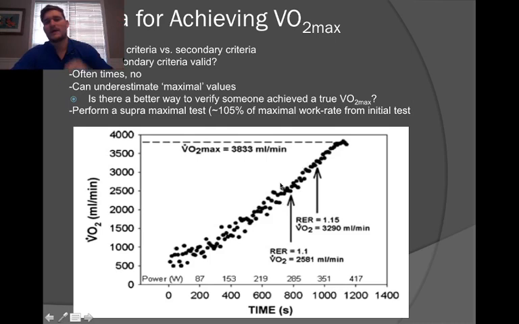Then we have another secondary criteria, an RER of above 1.15. And along with that, I'm going to tie in the third secondary criteria, which is a blood lactate level of greater than 8 millimoles of lactate. And the reason why both of those are used to sort of estimate VO2 is because of the nature of what they're measuring, and that is blood lactate. And so RER stands for respiratory exchange ratio.